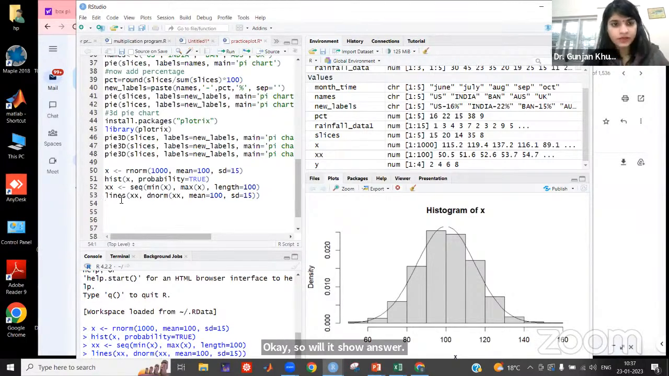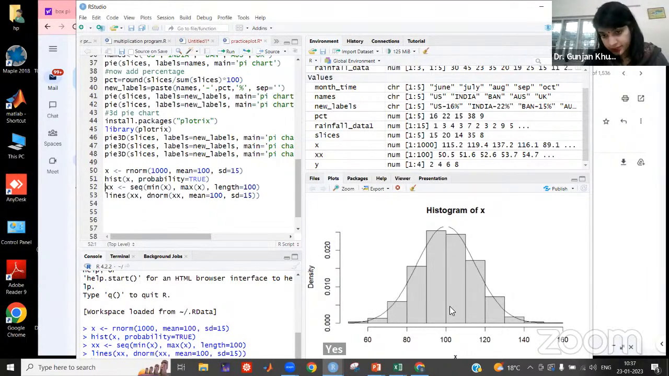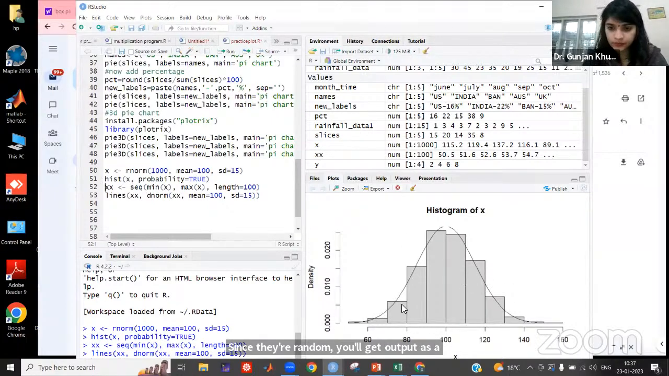Yes. If you run this, it will show the answer. If you run on XX, in XX, 100 random numbers are stored. If you plot these 100 random numbers, since they are random, you will get output as a bell-shaped curve, which is for the normal distribution. So the normal distribution curve, this is what you know.